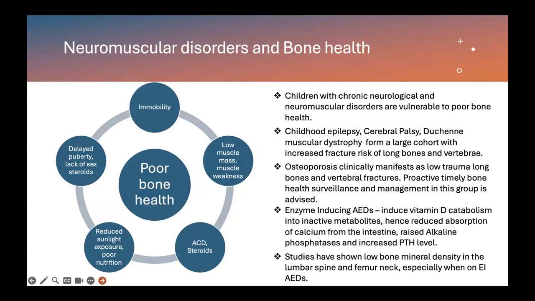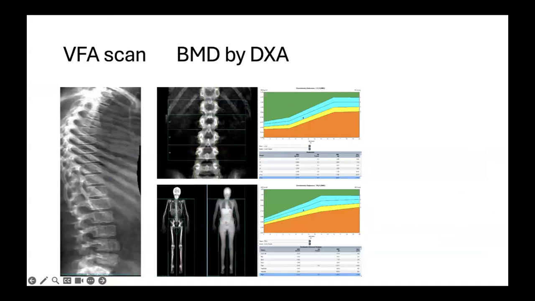This is a slide just to show you the VFA scan and the DEXA scan results. On the left-hand side, you can see the lateral view of the spine. I don't know if everybody can appreciate it, but in the top few thoracic vertebrae we can see a little bit of compression or height reduction. When these results are analyzed, there is a Genant scoring, which can tell the percentage reduction in each vertebral height and tell us whether there are vertebral fractures present or not.